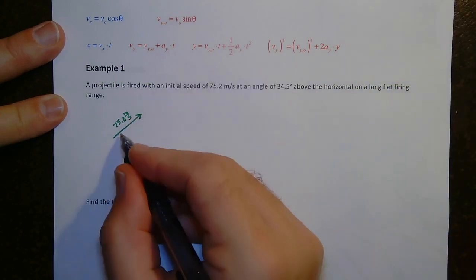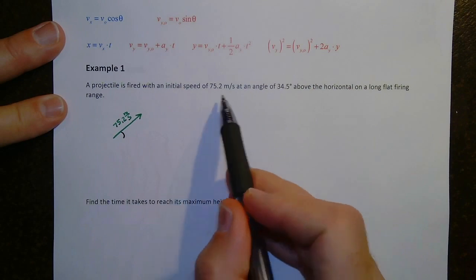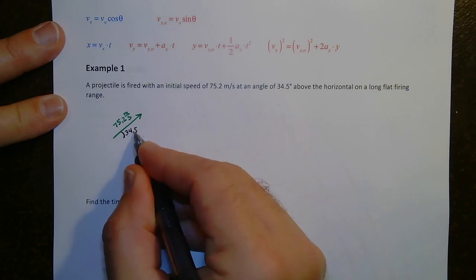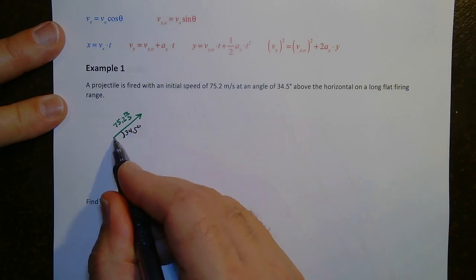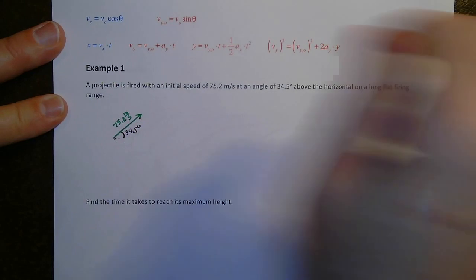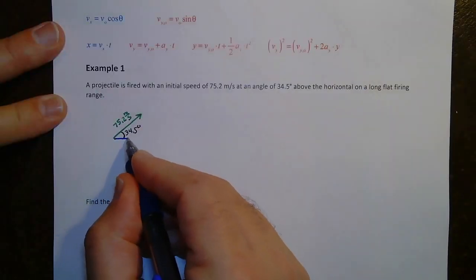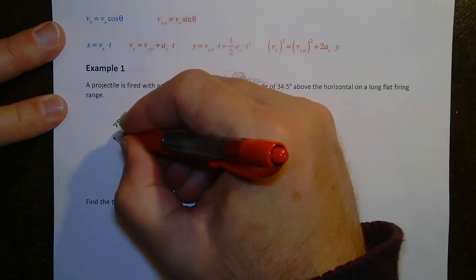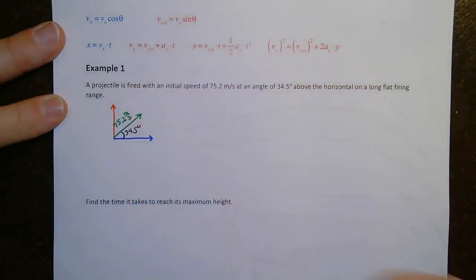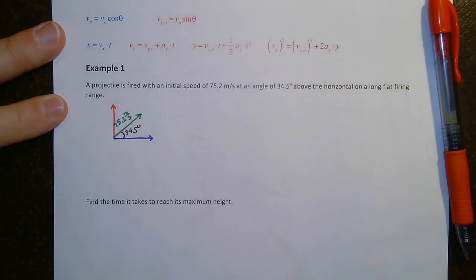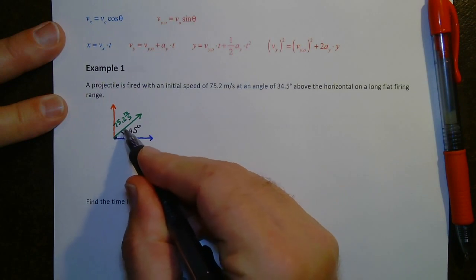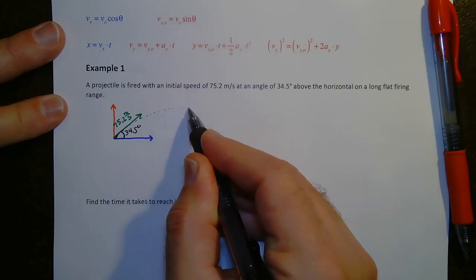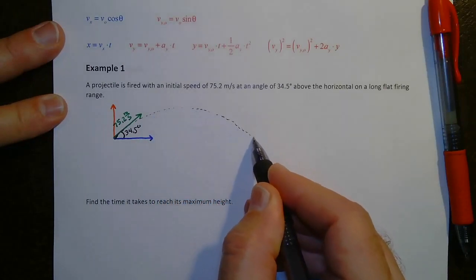All right, and I know the angle here is 34.5 degrees. Okay, so here's going to be my horizontal velocity, and this one's going to be my vertical velocity. Okay, so this is my v, and the path of this, it's going to go like this, right? It's going to go up and then start to curve and then come back down. It's going to follow a parabolic path.